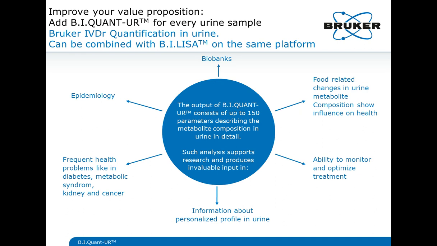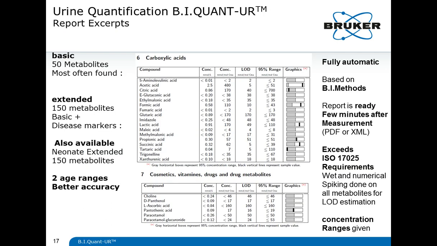And the last thing I want to talk about is the quantification in urine, which of course also supports, for example, epidemiology, but also health problems like diabetes, metabolic syndrome, kidney and cancer. And of course again personalized profiles, monitoring and optimizing treatment, and looking into food-related changes. Here I only show a small fraction of it, because we have 150 metabolites in the end, and you see the same principle.